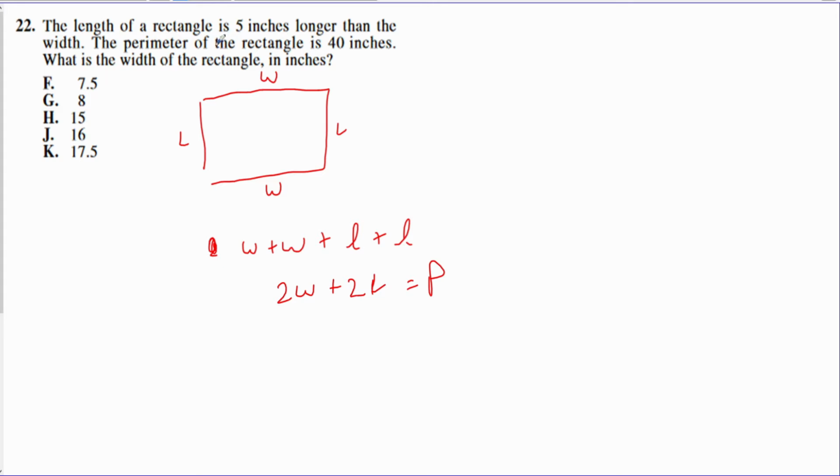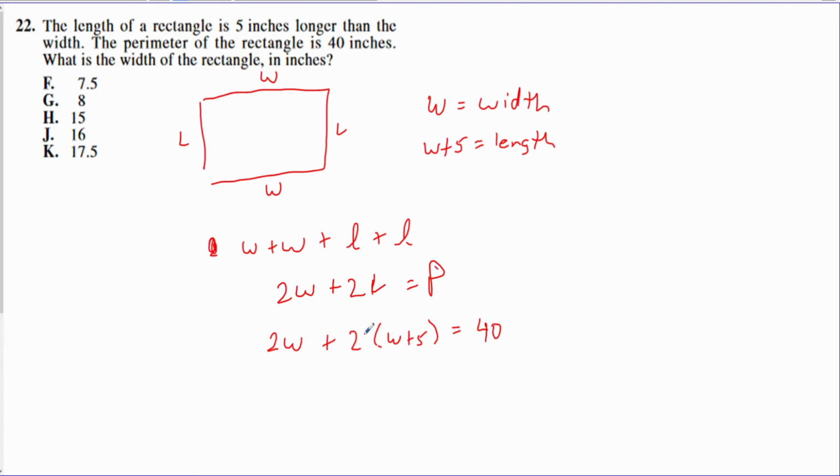But they do tell us up here that the length, instead of calling it L, is actually 5 inches longer than the width. So if I'm going to call the width just regular old W, I'm going to say that the length is W plus 5. If I take this information and plug it into this perimeter formula, I'm going to write W for my width, so I'm not going to change that one. But I am going to replace my length with W plus 5. So this one's going to say 2 times W plus 5. And then we actually know from up here what the perimeter is. It's 40, so I'm also going to plug that in.